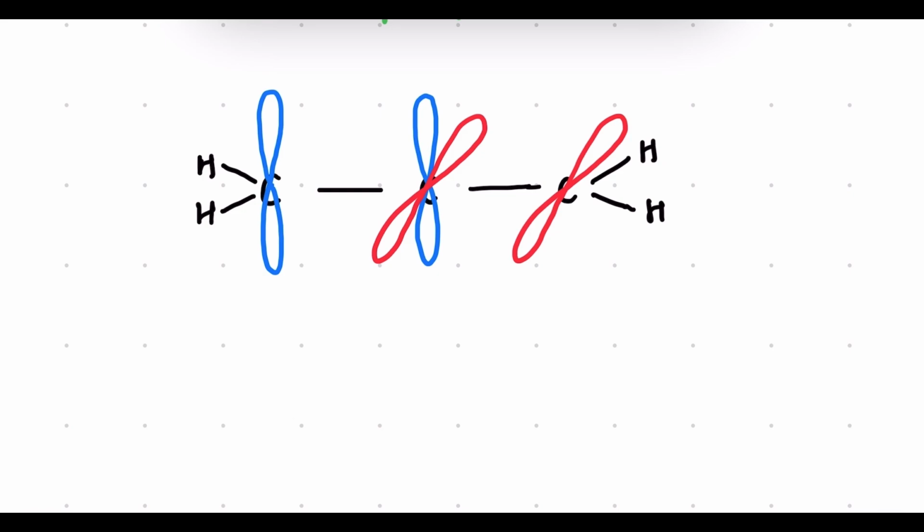So now let's talk about the overlapping. There will be 1 pi bond like this, overlapping between the blue p orbitals, and there will be another pi bond like this with overlapping between the red p orbitals. So yeah, now we've got this structure showing the pi bonds and the sigma bonds.